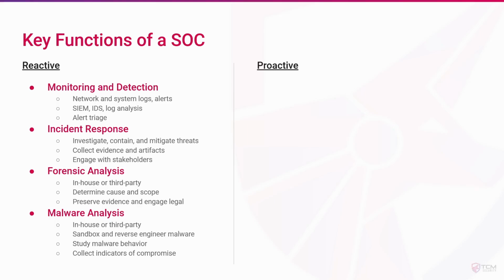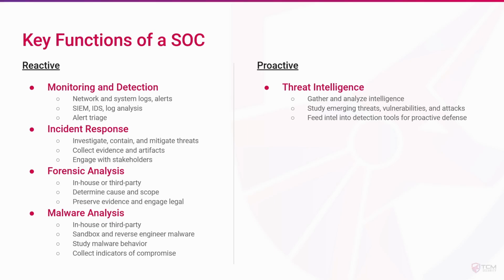And speaking of which, we have proactive functions as well. And these are the functions that the SOC performs to prevent cybersecurity incidents before they occur or to mitigate potential vulnerabilities. So we have threat intelligence, and this is where the SOC team actively gathers and analyzes threat intelligence data, either from internal or external sources, so they can stay informed about emerging threats or indicators of compromise, vulnerabilities, as well as other attack techniques. And of course, the goal here is to feed that intelligence into our detection tools themselves so we can then enhance our detection capabilities and find incidents sooner.